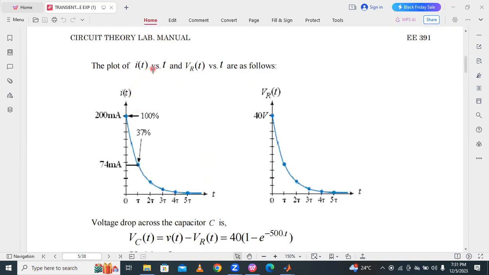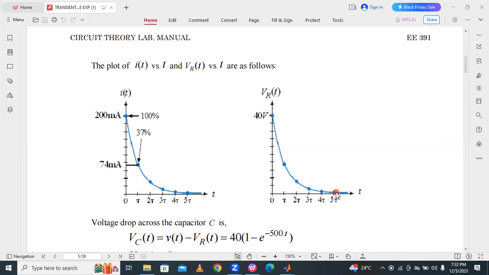So the plot of I of t versus time, VR of t versus time, is as follows. I of t is an exponential decreasing in this way. It starts from 200 milliamps and decreases in this way. The time constant is nothing but 37% of the final steady state value, that is 37% of 200, which is 74 milliamps, at the time constant.